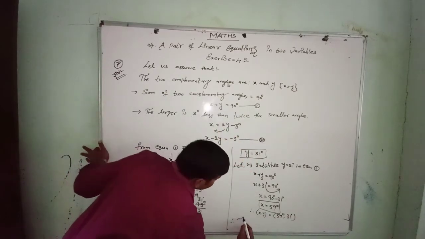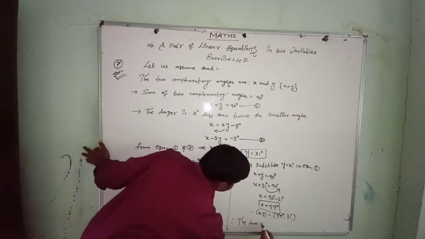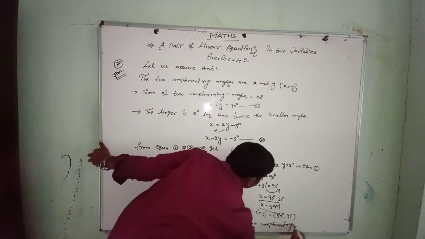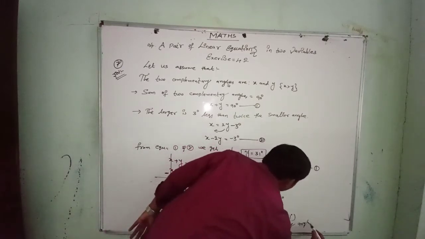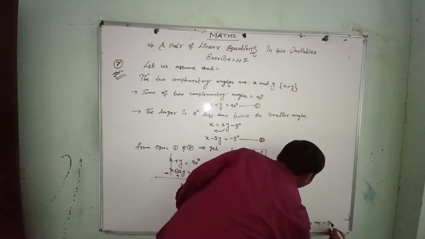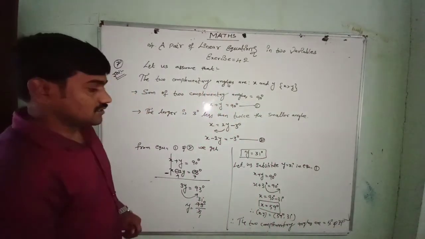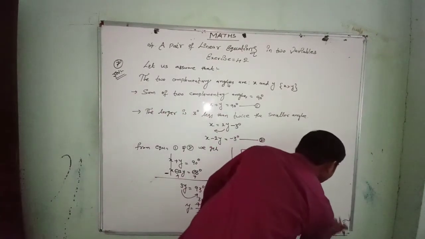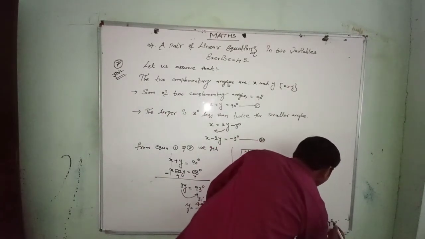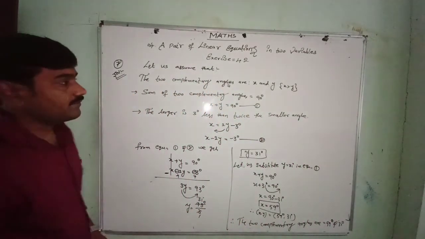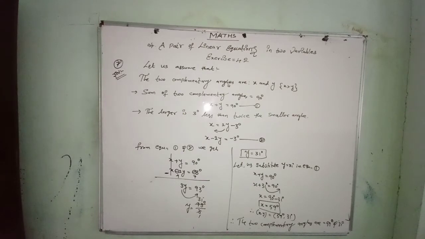At last we can write the two complementary angles are 59 degrees and 31 degrees. So in this way we can finish that. So I hope you understood this complementary angles problem and supplementary angles problem.